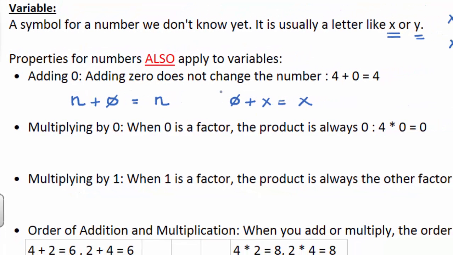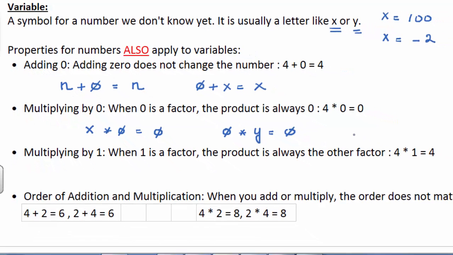Multiply by 0. When 0 is a factor, the product is always 0. 4 times 0 equals 0. Same thing for a variable. If I have x and I multiply it by 0, the answer will be 0. If I take 0 and multiply it by another variable, y, again the answer is 0. So whatever applies for numbers also applies for variables.